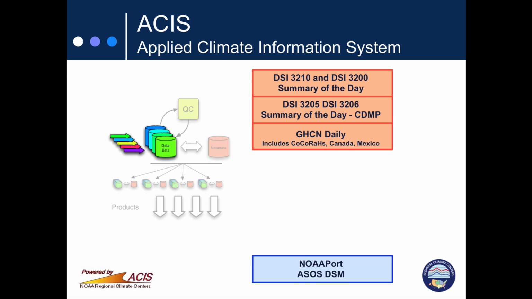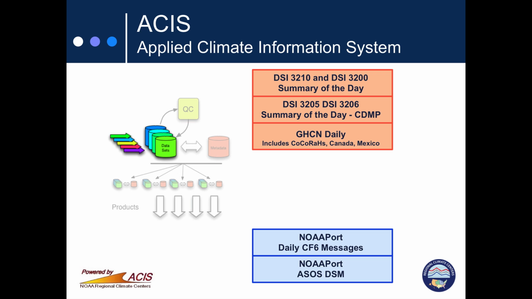From the NOAAPort, ACIS daily summary messages are ingested and made available in ACIS, as well as NOAAPort daily CF6 messages. The CF6 messages have the highest priority of all real-time data. In fact, they even take precedence over the GHCN. Eventually, these will become the GHCN's preferred source of ACIS data.